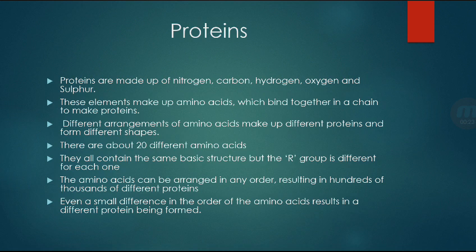So these elements are made up of amino acids, and amino acids bind together in a chain and form a protein. We have only 20 kinds of amino acids in our body, and when these amino acids arrange differently, meaning the sequence is changed, a different kind of protein is formed.